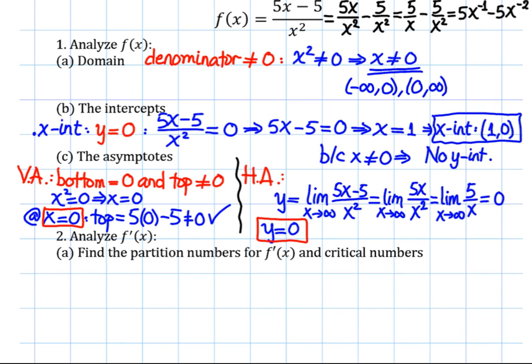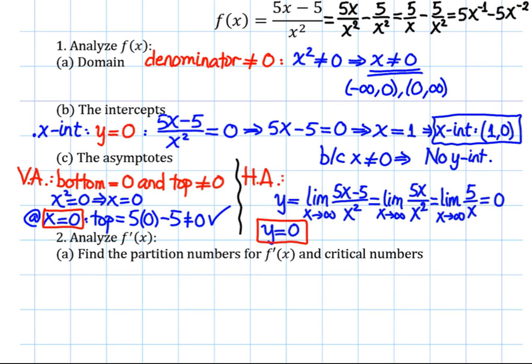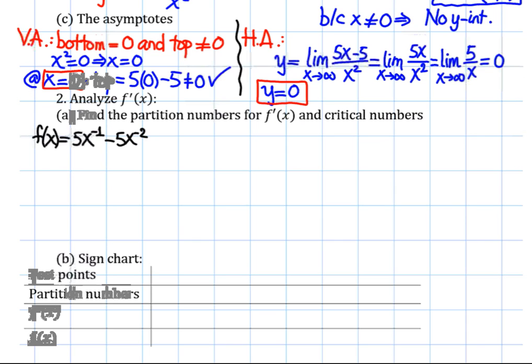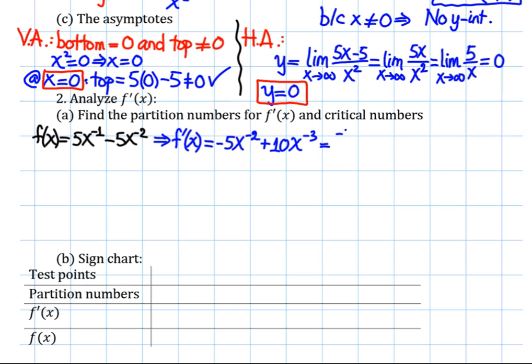I will rewrite the function here before we take the derivative. So the function is 5x to the negative 1 minus 5x to the negative 2. Right. Now we focus on the derivative. Taking the derivative, just the power rule, we have negative 5x to the negative 2 plus 10x to the negative 3, and the negative powers move to the bottom and become positive. So I have negative 5 over x squared plus 10 over x cubed.